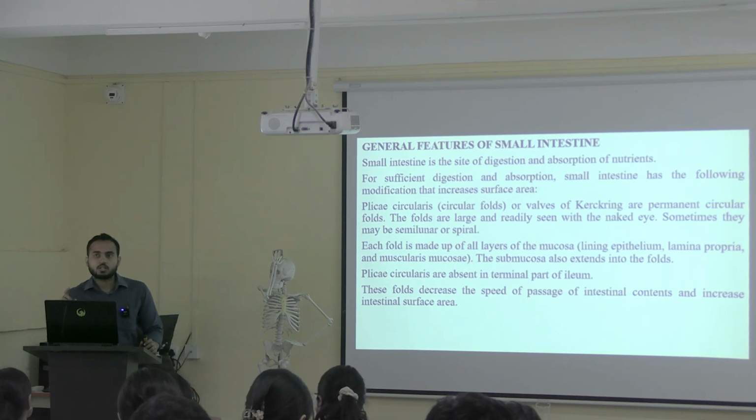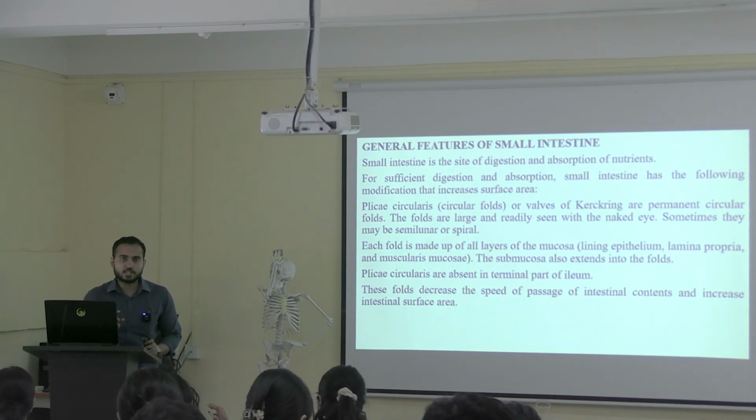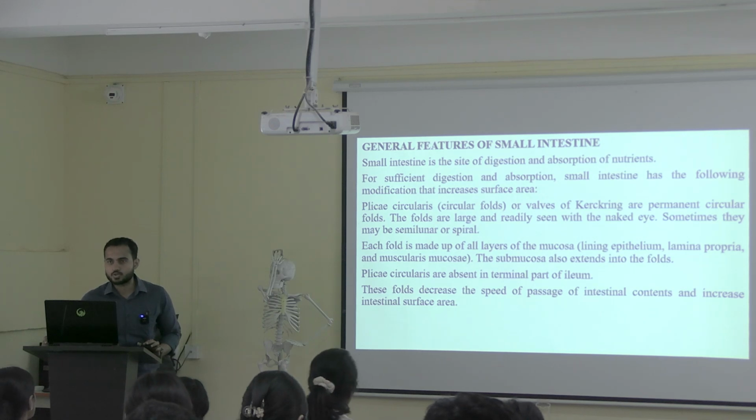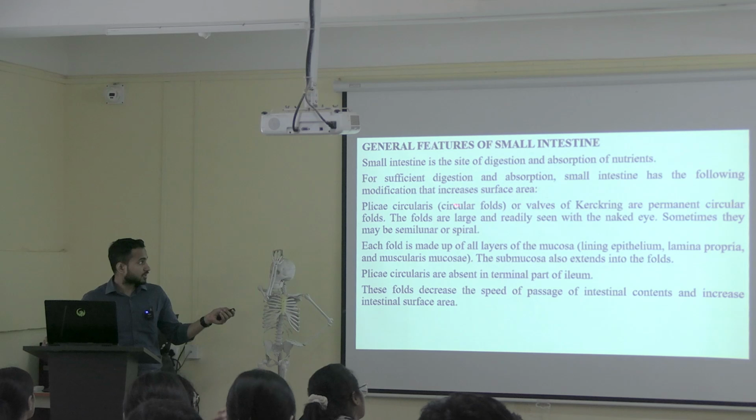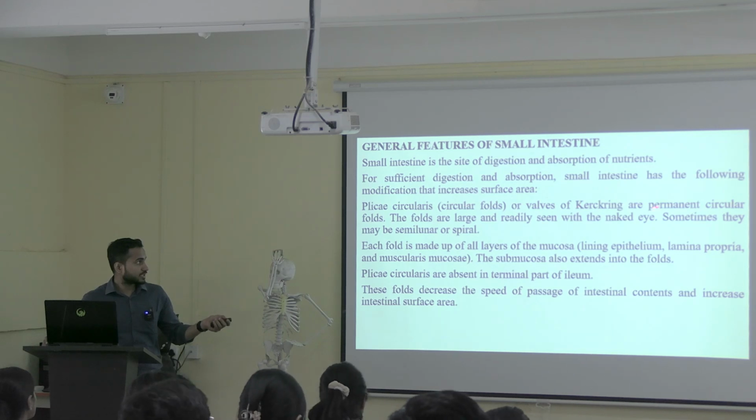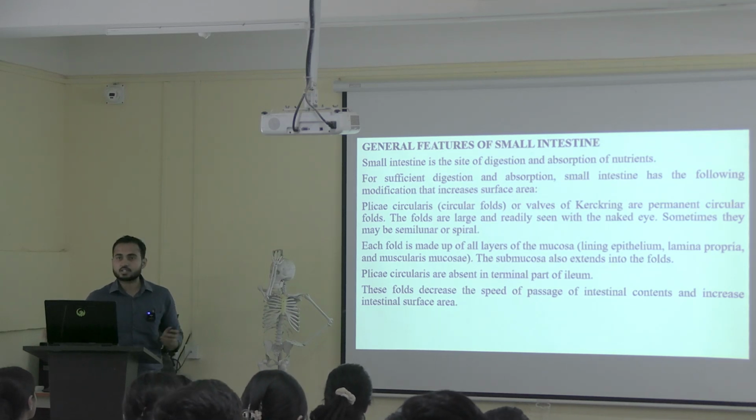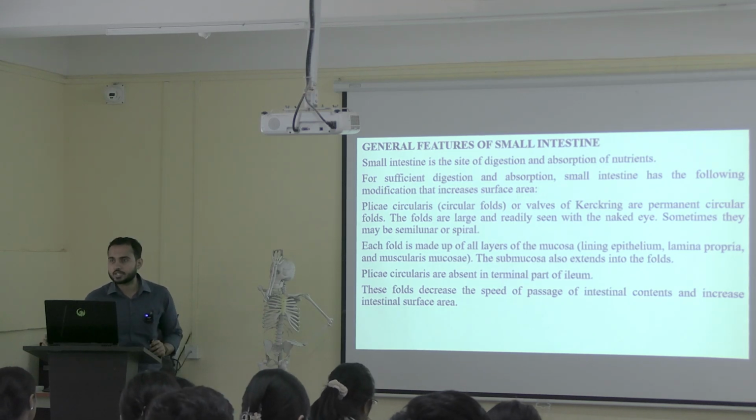Now, in case of small intestine, the plica circularis which are there are permanent circular folds. The plica circularis or valves of Kerckring are permanent circular folds. What is the meaning of this permanent circular fold? At any point of time, these folds are present, doesn't matter whether food is there or not. The circular folds will be there.